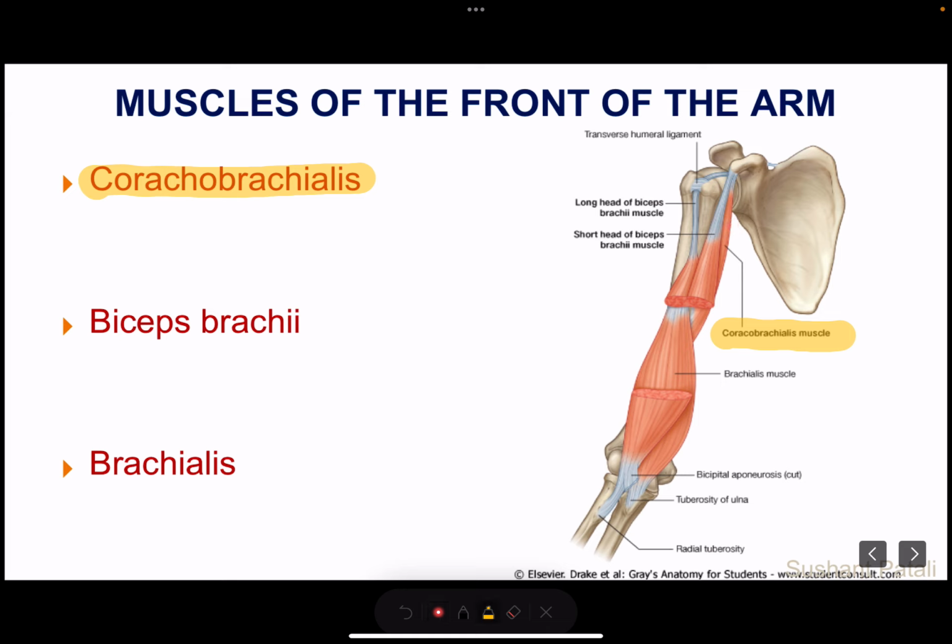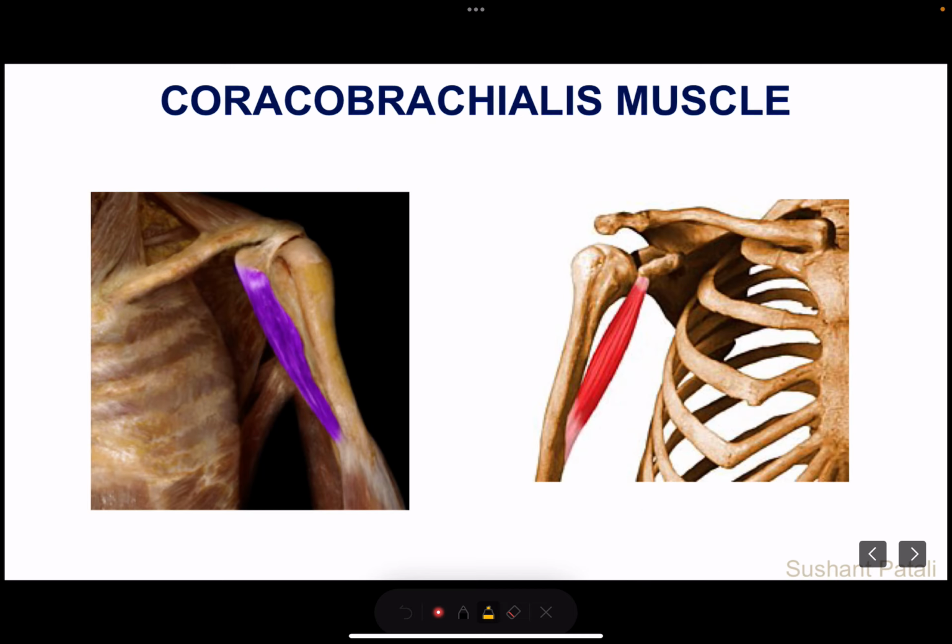And then there is the biceps brachii muscle that has got two heads of origin. That's why it's called the biceps. The belly of the biceps has been cut here, so we don't see the belly of the biceps brachii muscle. And then the third muscle here is the brachialis. The brachialis muscle lies here beneath the biceps brachii muscle. So these are the muscles of the front of the arm. Now let us talk about each of these muscles in detail.